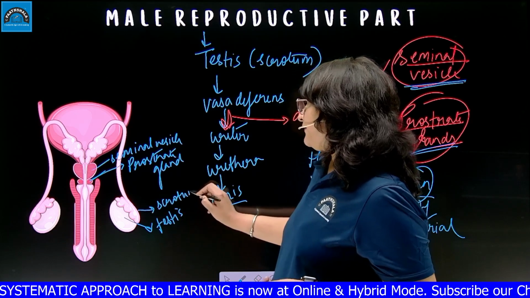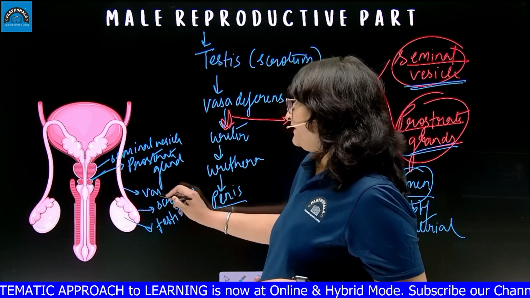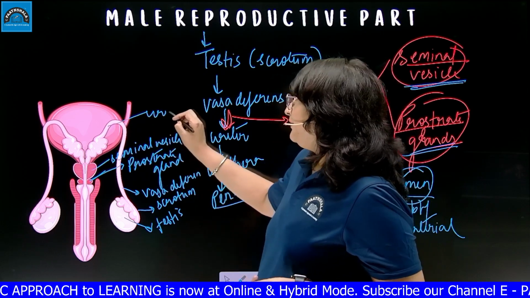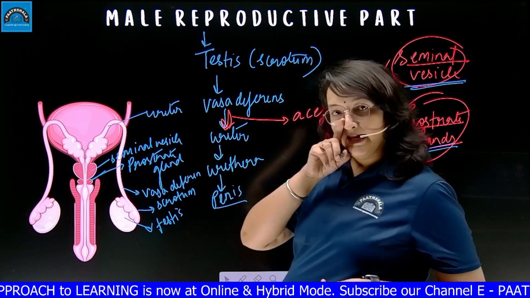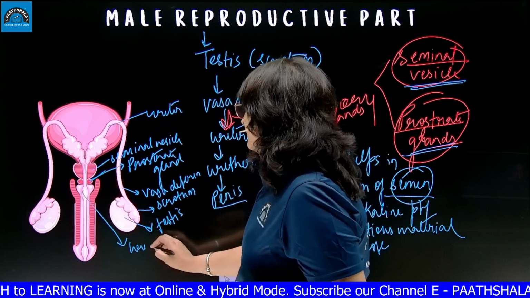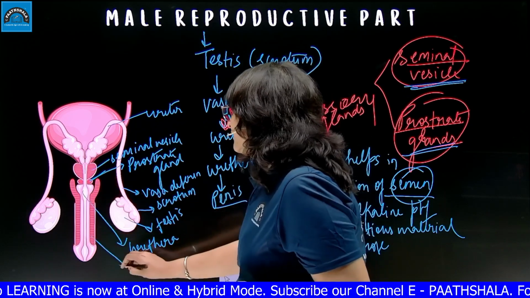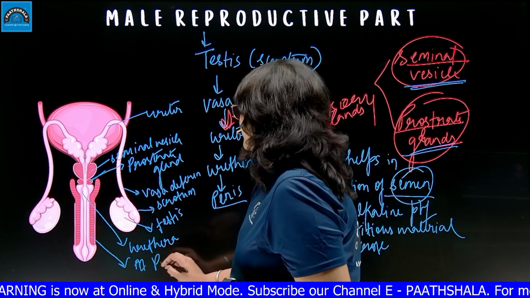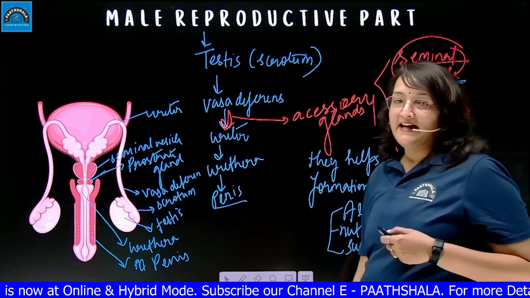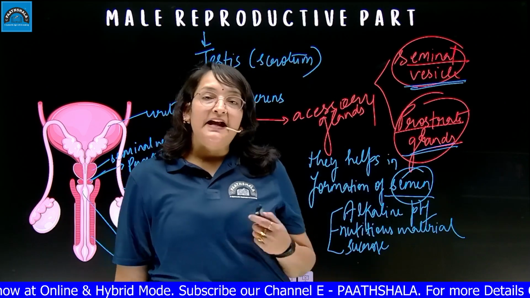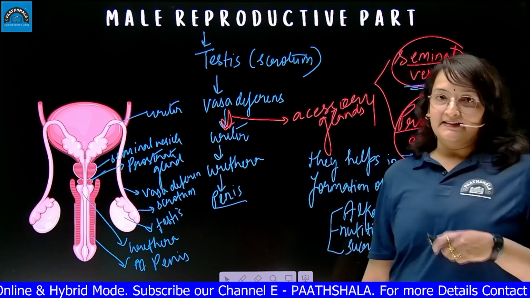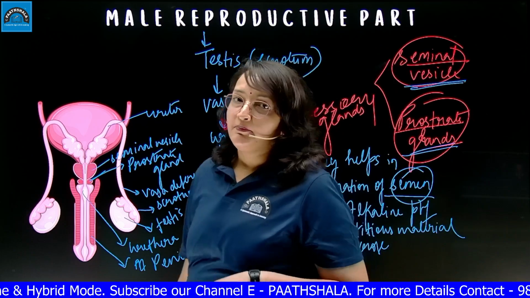Then the tube coming out of scrotum is called vasa deferens. Vasa deferens will be connected to ureter. But before that there are seminal vesicle and prostate gland. They will open into urethra. And the external genitalia part of male body is called penis. This is the structure of male reproductive system. Now penis is the external genitalia part. During sexual intercourse, with the help of penis, the males release their semen in the female reproductive system.